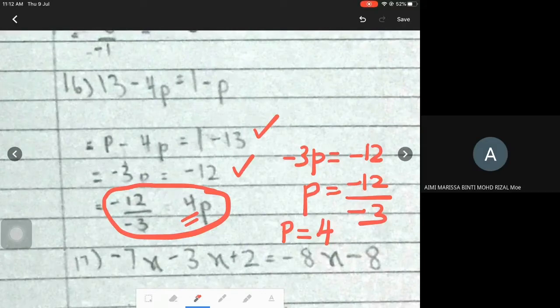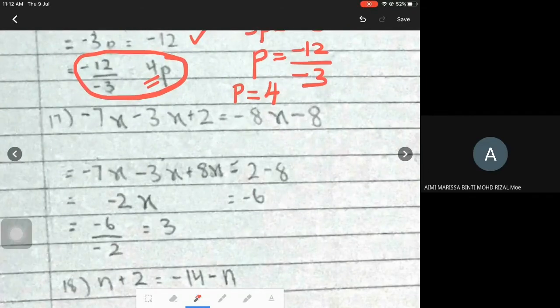Okay, let's see number 17. Senyap je kan, cikgu cakap seorang hari ni. Okay, tak apa. Now, negative 7x minus 3x plus 2 equals to negative 8x minus 8.